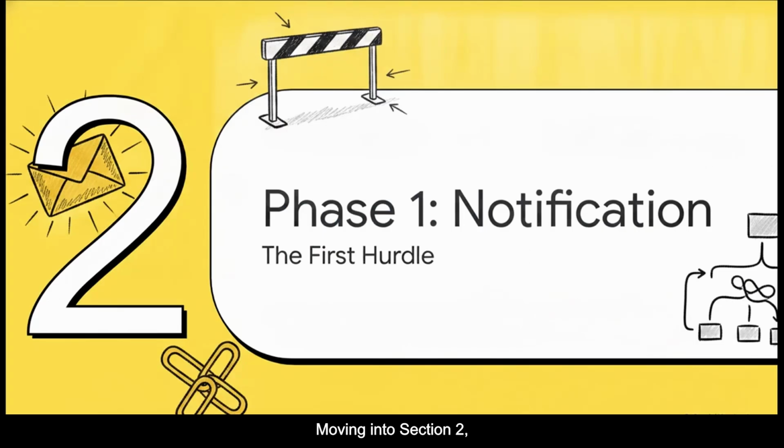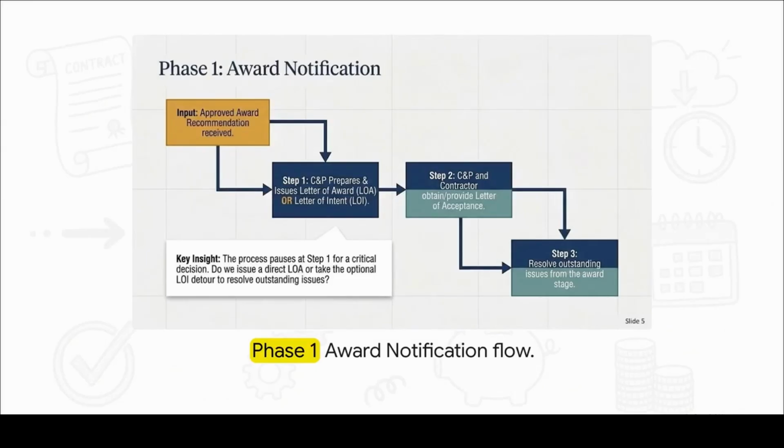Moving into Section 2, Phase 1, Award Notification. Let's trace how this flows. We get our input. The approved award recommendation comes in. Now, C&P faces a major decision right at step 1. Do we prep a letter of award, the LOA, or a letter of intent, the LOI? This is a fork in the road because the path we choose completely dictates what happens next in step 2, where we get the letter of acceptance, and step 3, where we hammer out any lingering issues from the award stage.